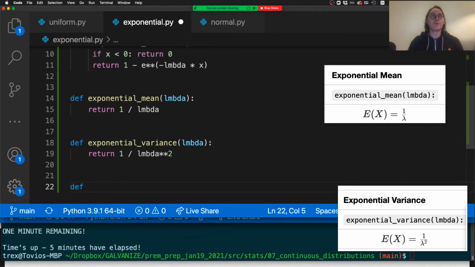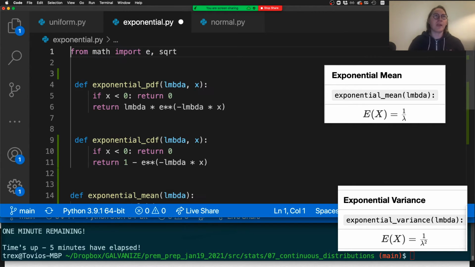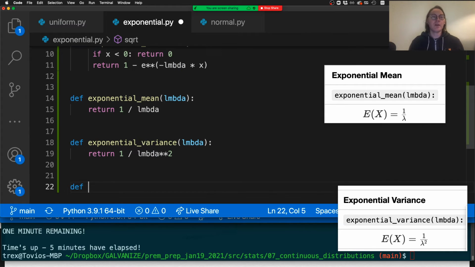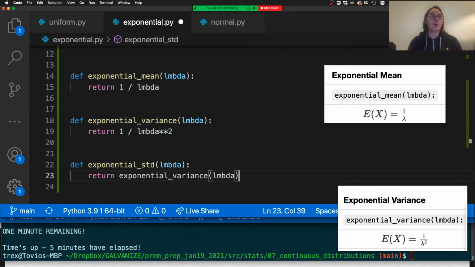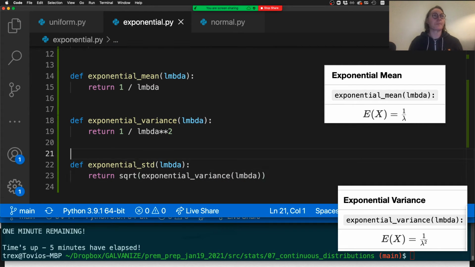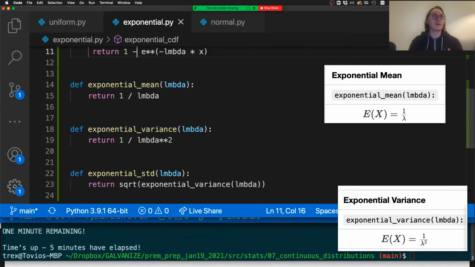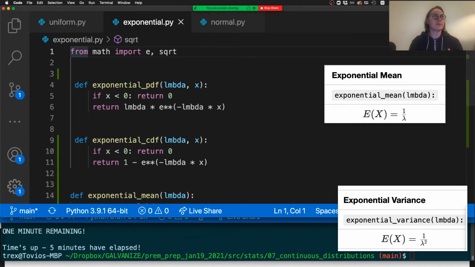And then finally, the standard deviation, right? And that's why I imported that square root. So I'll copy this, change that to std, and then instead of performing that calculation again, I'm just going to do that and wrap that in the square root function. So that's, yeah, it's just that.